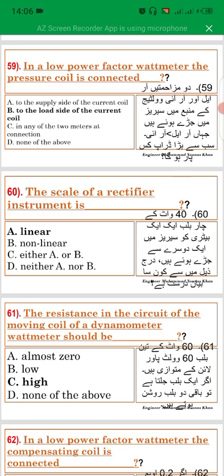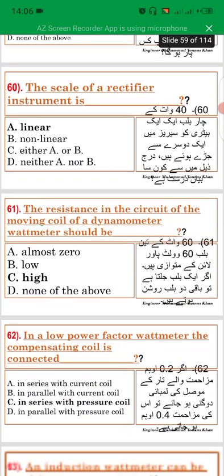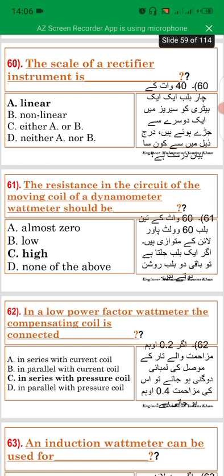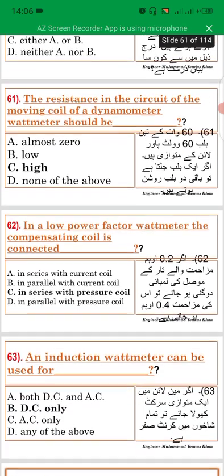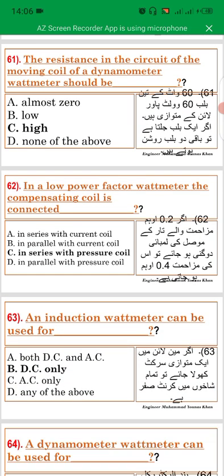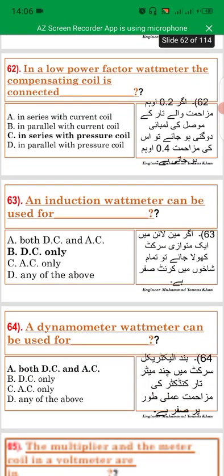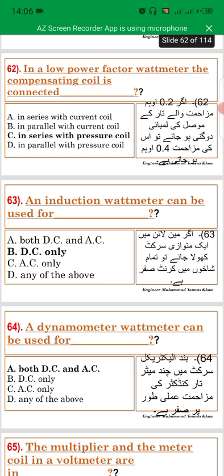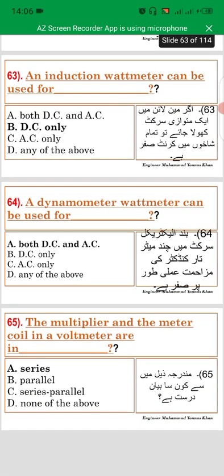In a low power factor wattmeter, the pressure coil is connected to the load side of the current coil. The scale of a rectifier instrument is linear. The resistance in the circuit of the moving coil of a dynamometer wattmeter should be high. In a low power factor wattmeter, the compensating coil is connected in series with the pressure coil.